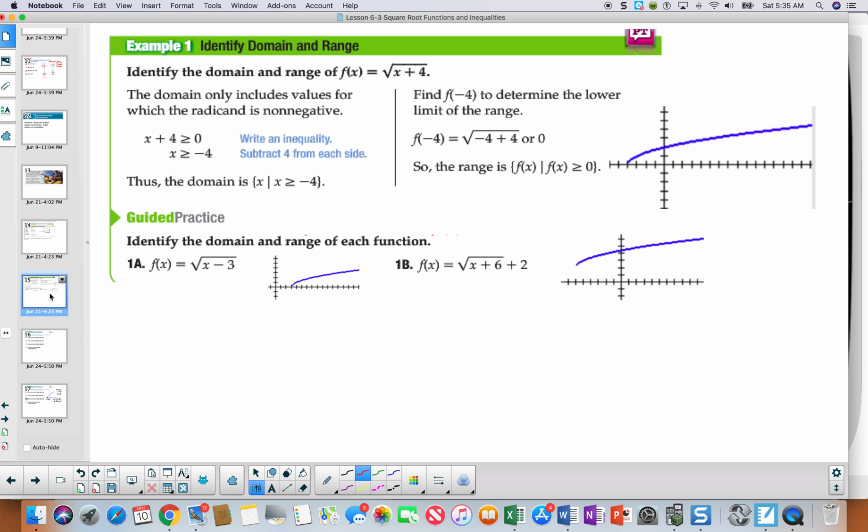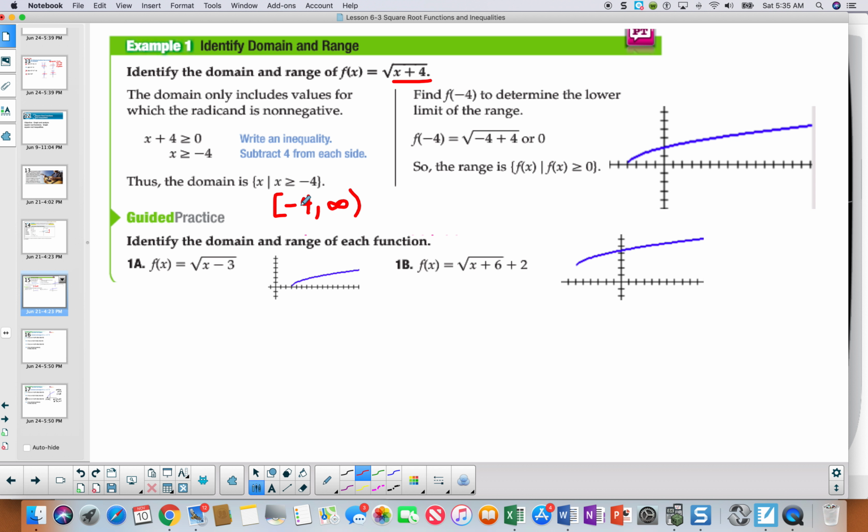All right, let's see if we can identify the domain and range of another square root function. What we're going to do is take the part that's inside the square root, which we call the argument, and set the argument greater or equal to 0 because we don't want it to be negative. And then we solve for x. So our domain is this. You can also write the domain this way. The lowest value is -4, and it goes to infinity.